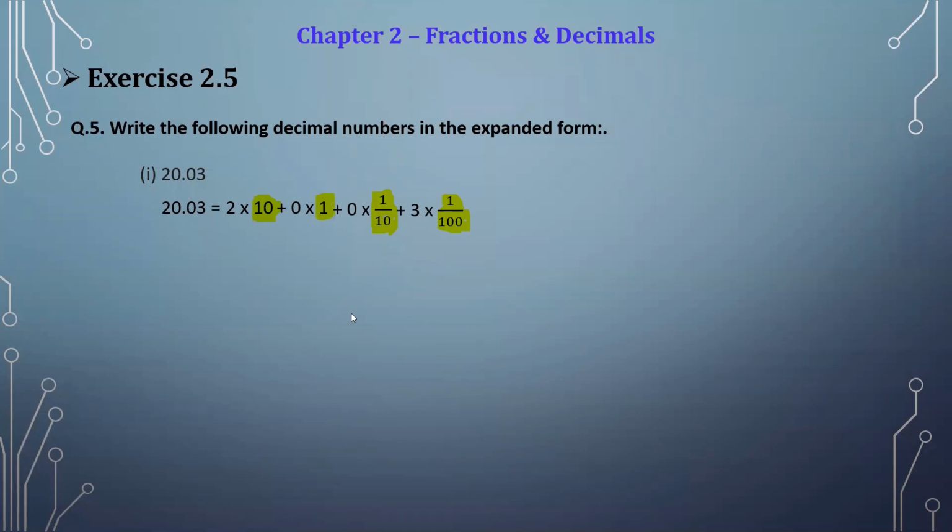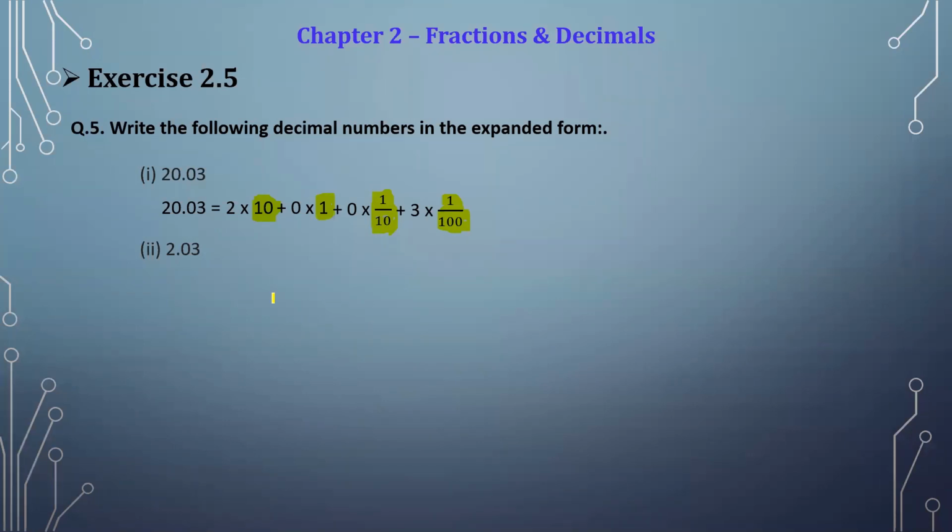Now, in the second example, again, the same thing we have to perform. That means in the same way we are going to perform those operations. Now, the next example is 2.03. The next example is like this, 2.03.